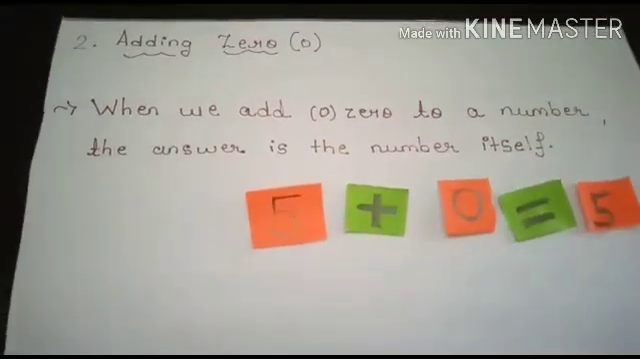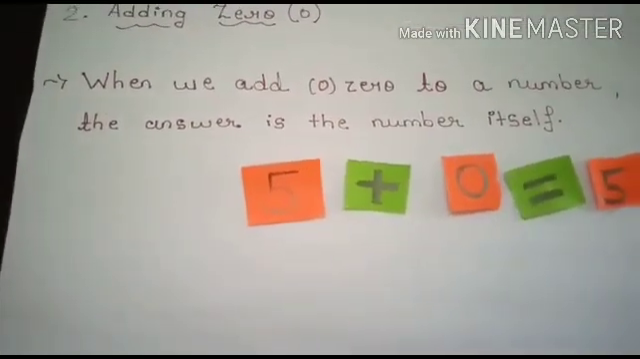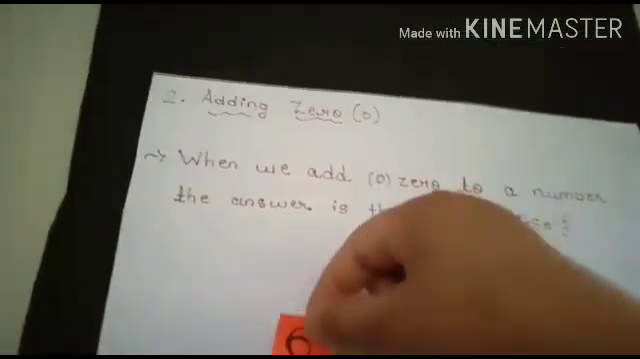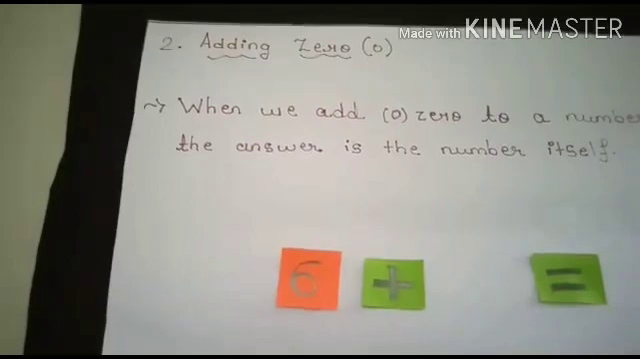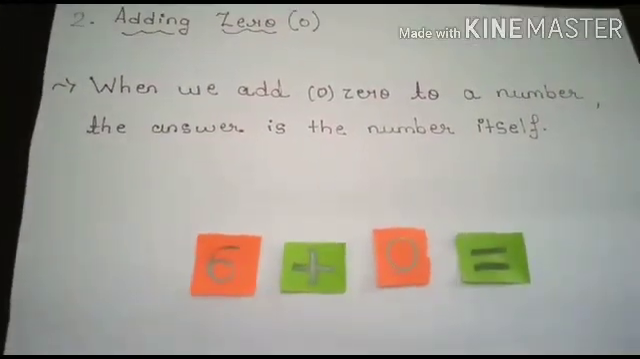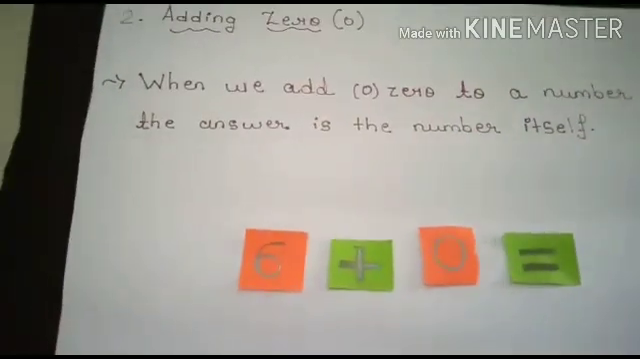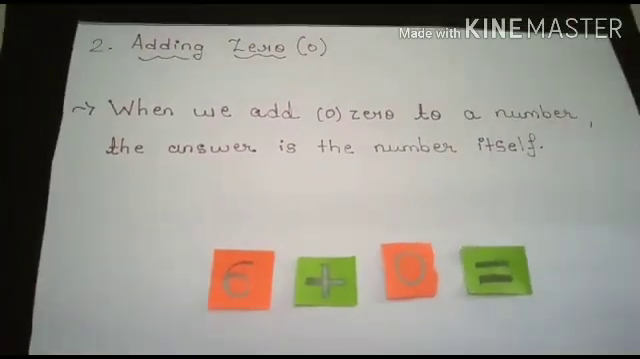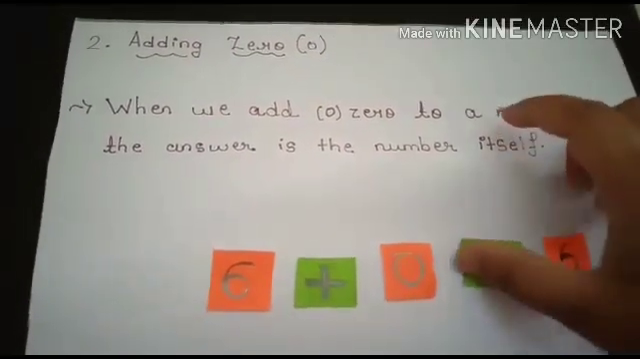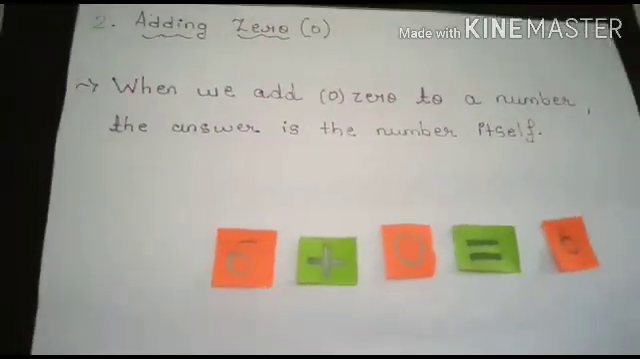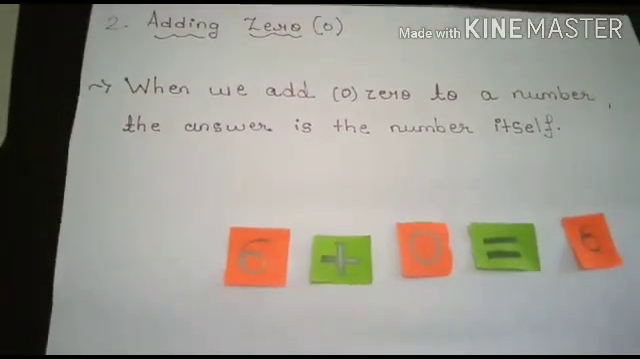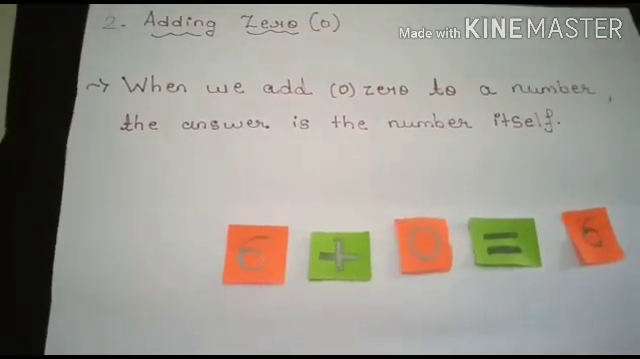Okay, let us see another example. So I want 6 plus 0. So 6 plus 0, what will be the sum? The number itself. So the sum will be 6. So 6 plus 0 is equal to 6, the number itself.